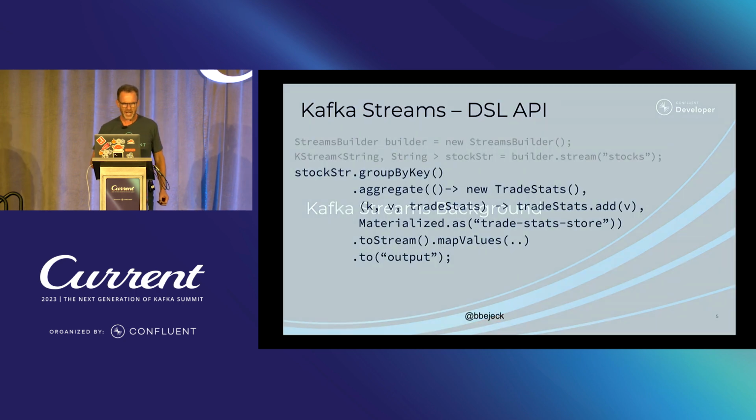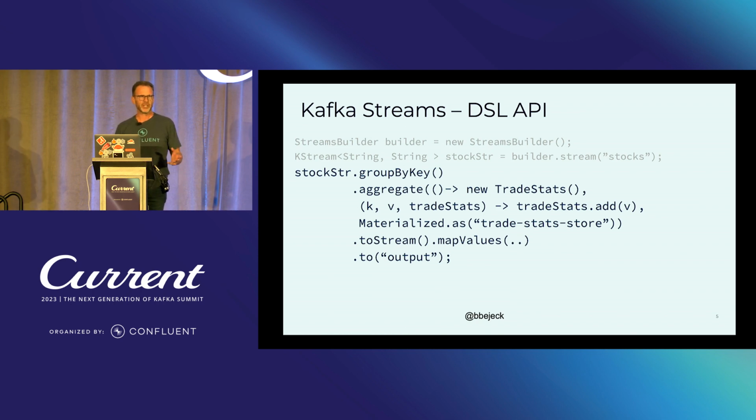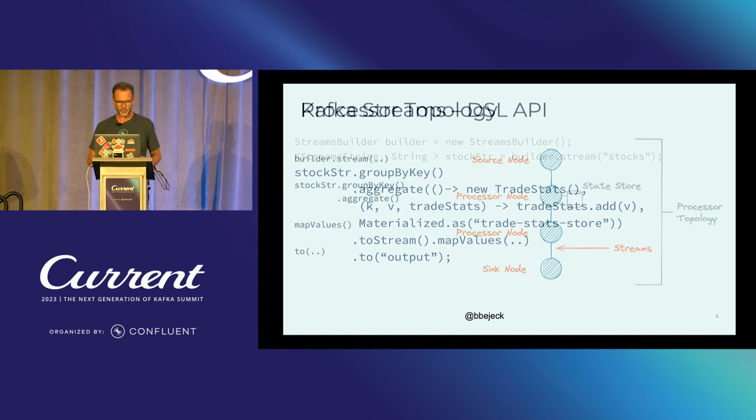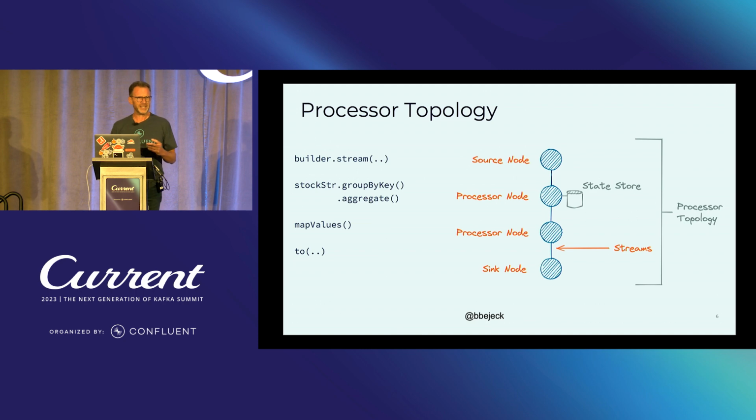All right, so Kafka Streams is the native stream processing library for Kafka. What you see here is a Kafka Streams application that you've written. This is using the DSL. There's also a processor API that I'm not going to cover today. But you use this fluent interface pattern and you build up a streaming application, and this is doing a stateful aggregation.